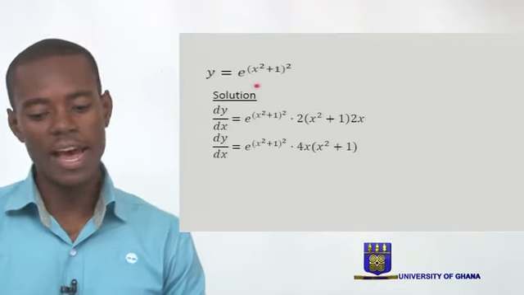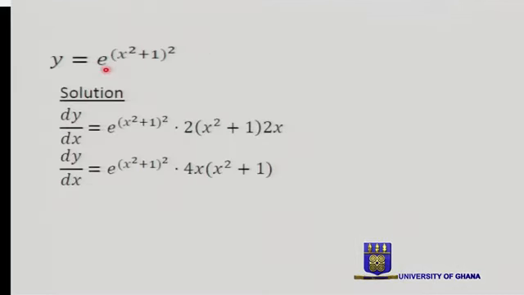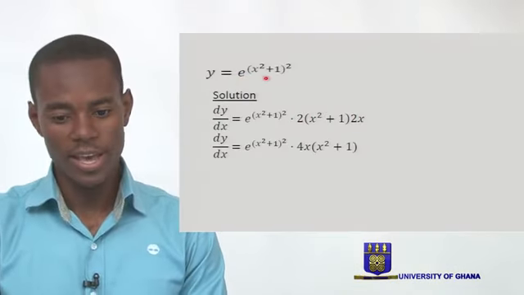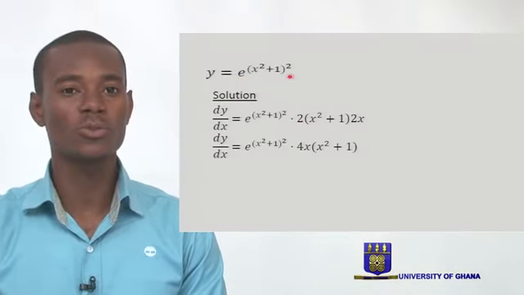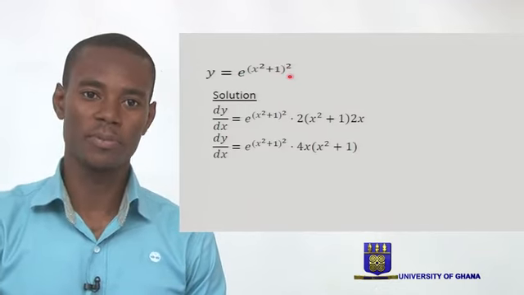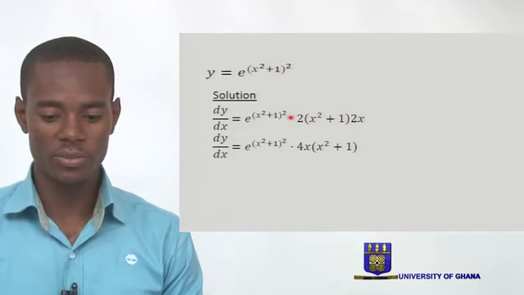Now, supposing that I have a function, say, e to the power x squared plus 1 all squared. I have said that if you have e to something, it will remain the same. But here, this is kind of a composite function. I've told you e is a function on its own, and this x squared plus 1 all squared is another function. Then again, you see the idea of chain rule pops up again. So let's see how we'll deal with this one here.